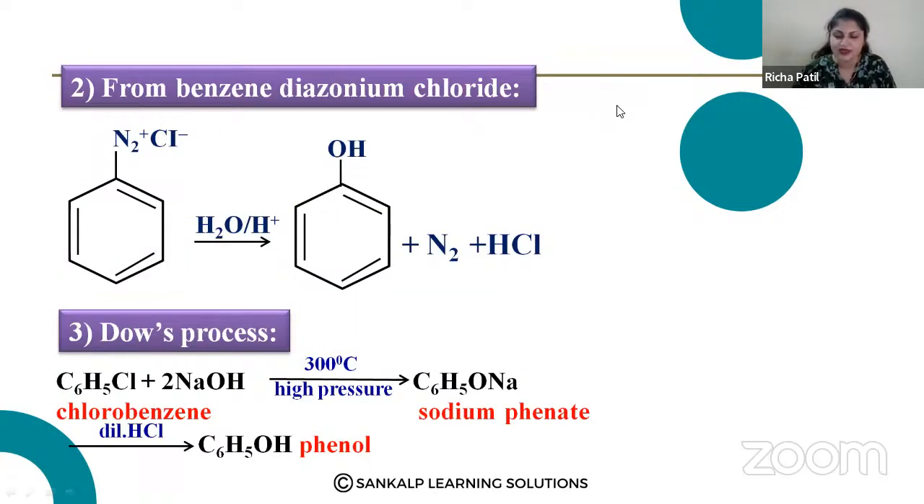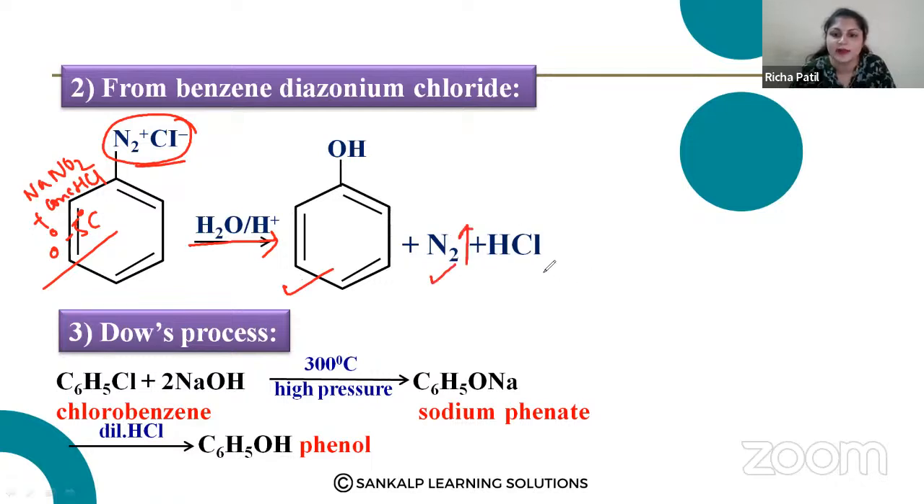Next is from benzene diazonium chloride. We had discussed diazonium chloride in the previous chapter. So what is benzene diazonium chloride? How do you obtain this N2Cl? That is when you treat aniline with NaNO2, sodium nitrite, with concentrated HCl. What is the temperature? 0 to 5 degrees Celsius. So this temperature is maintained. You get benzene diazonium chloride, which on further hydrolysis yields phenol, plus N2 gas is released. Okay, N2 gas escapes, and HCl is also formed. So this is from benzene diazonium chloride.